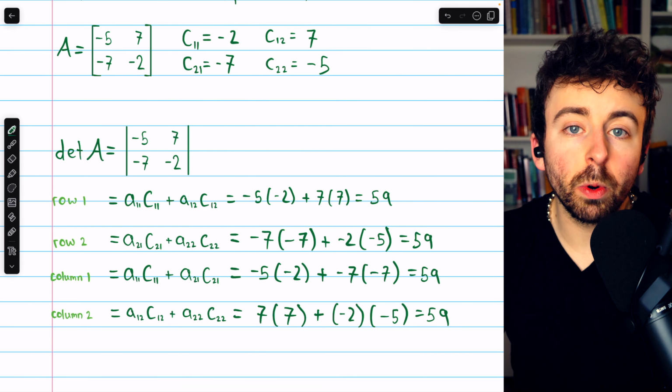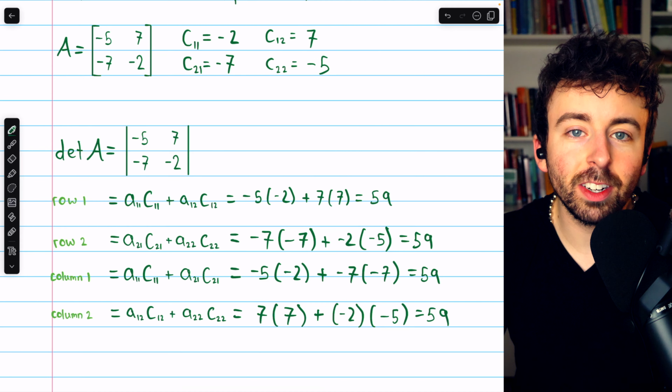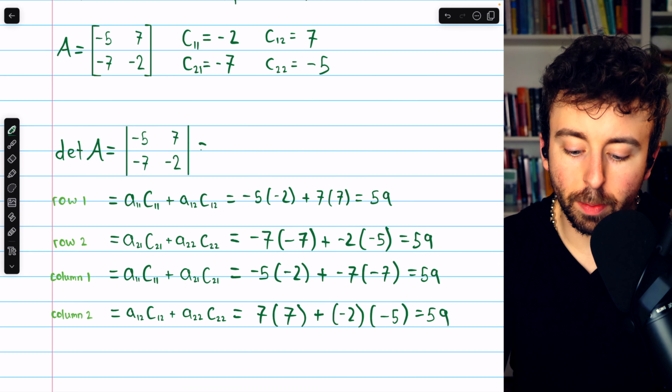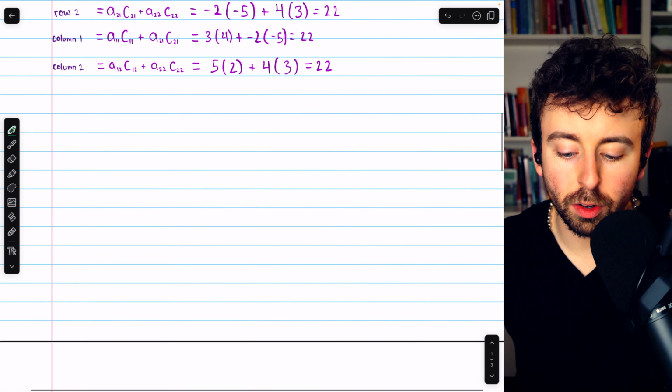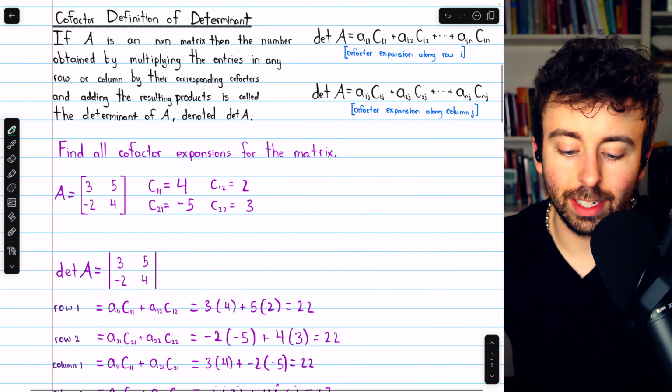No matter which row or column you use to find the cofactor expansion, they all give the correct determinant of the matrix, which is 59. So that's how to find cofactor expansions of a 2x2 matrix, and thus how to find the determinant of a 2x2 matrix.